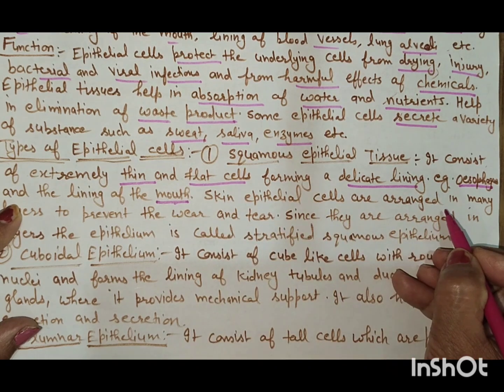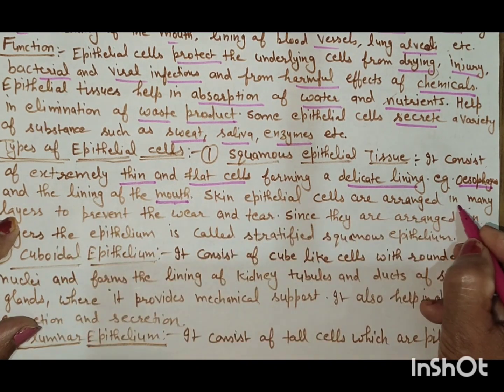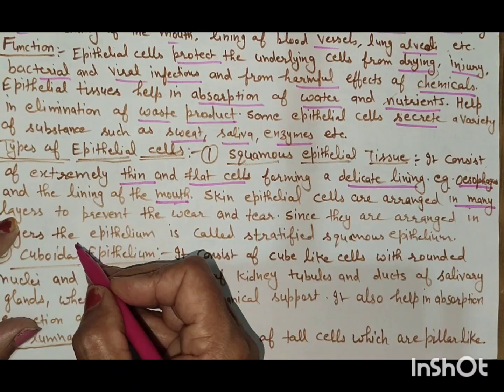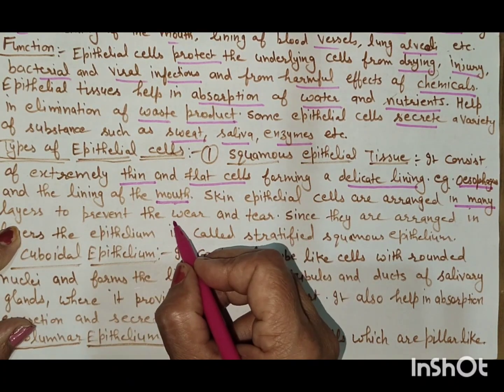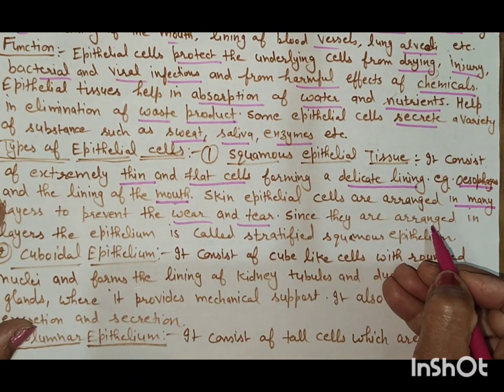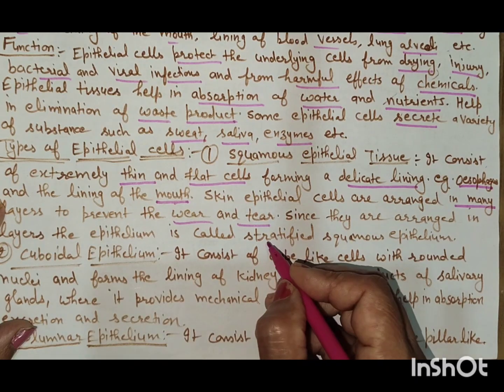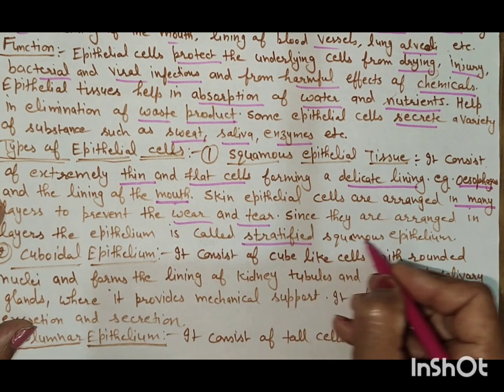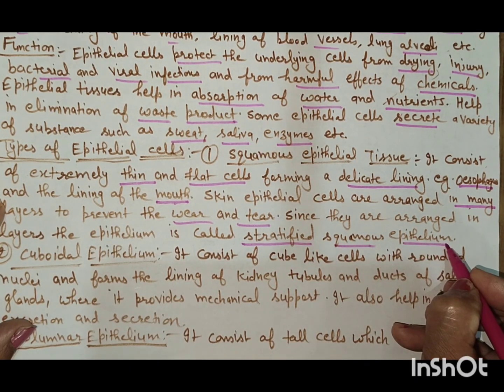Skin epithelial cells are arranged in many layers. In the skin, epithelial tissue is arranged in many layers to prevent wear and tear. Since they are arranged in layers, the epithelium is called stratified squamous epithelium.